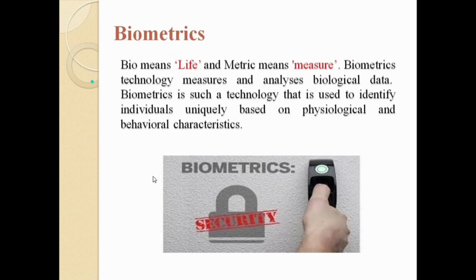Biometrics. Bio means life and metric means measure. So biometrics means the technology that measures and analyzes biological data. Biometrics is a technology used to identify individuals uniquely based on physiological and behavioral characteristics, so that we can identify a person uniquely. It can't be anyone else. The data will be unique.